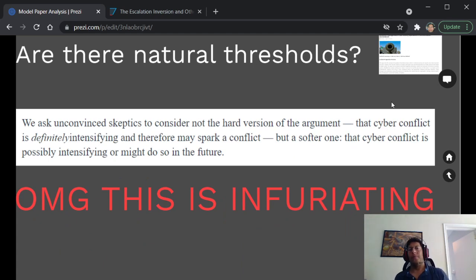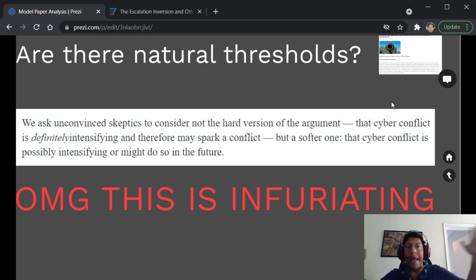Okay, so it just infuriated me, and it should infuriate you. If you don't believe, which you should not because the argument is weak, that cyber conflict is definitely intensifying and may spark conflict, they say instead that cyber conflict is possibly intensifying or might do so in the future. All right, look, this is the least content-filled sentence of all time. Cyber conflict is possibly intensifying or might do so in the future. Yeah, anything can happen in the future. Anything is possibly happening now.